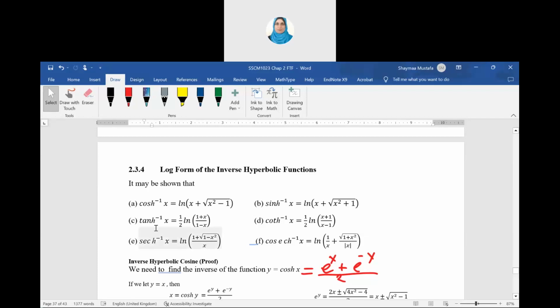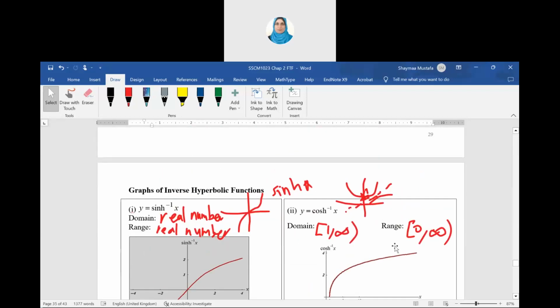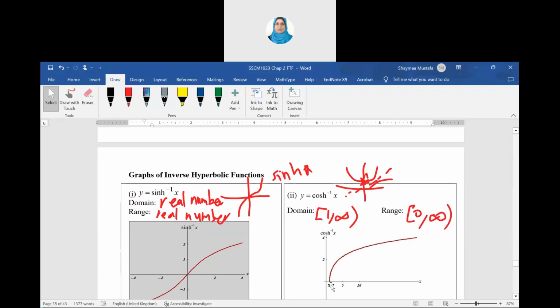Yes. If you go again for cosh inverse, be careful about the domain and range. Cosh inverse is only for values greater than 1. The domain starts from 1. There are no values for cosh inverse 0.5 or cosh inverse 0.3. You can find cosh inverse for 1, for 5, for 10, but you cannot find cosh inverse for 0.5 or any value less than 1. Your domain starts from 1.